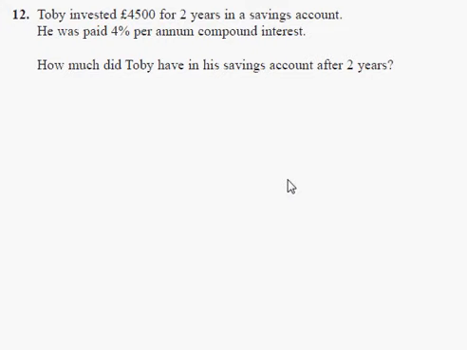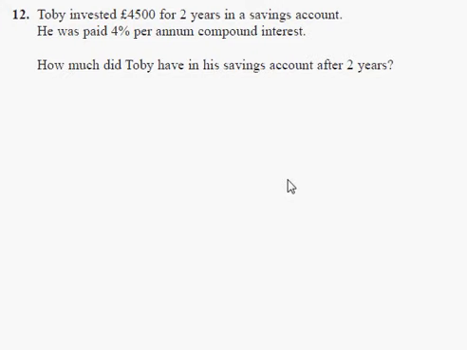Question 12. Toby invested £4,500 for 2 years in a savings account. He was paid 4% per annum compound interest. How much did Toby have in his savings account after 2 years? Try to do this question now. Pause here and resume the video if you get stuck or when you get your final answer to check that you did it correctly.